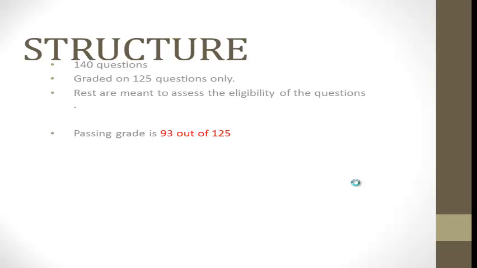The examination is 140 questions. You are graded only on 125, and the rest of the questions, which are 15, are being used to assess the integrity and the capability of the questions to truly assess the examinee's level. You are not going to be graded on those 15 questions, and also they are not bonus questions. The passing grade is 92 or 93 out of 125. The average grade scored by examinees is 100 out of 125.